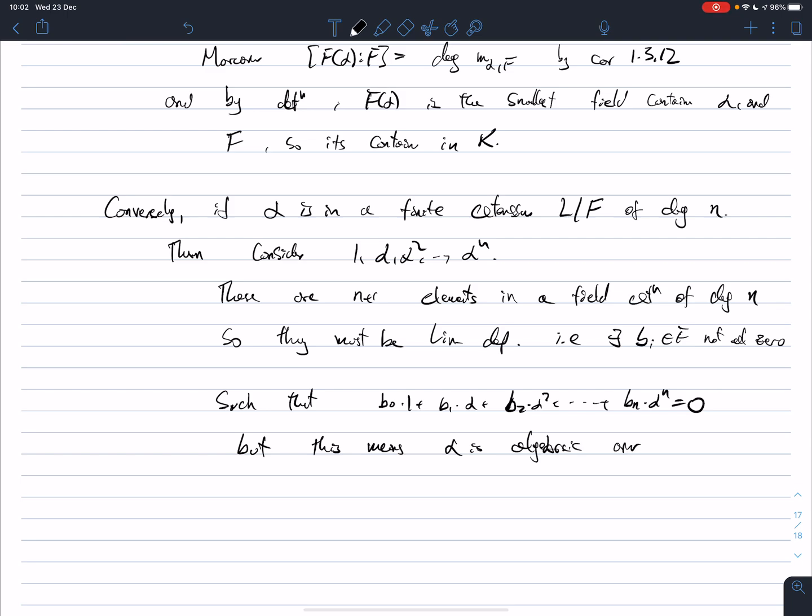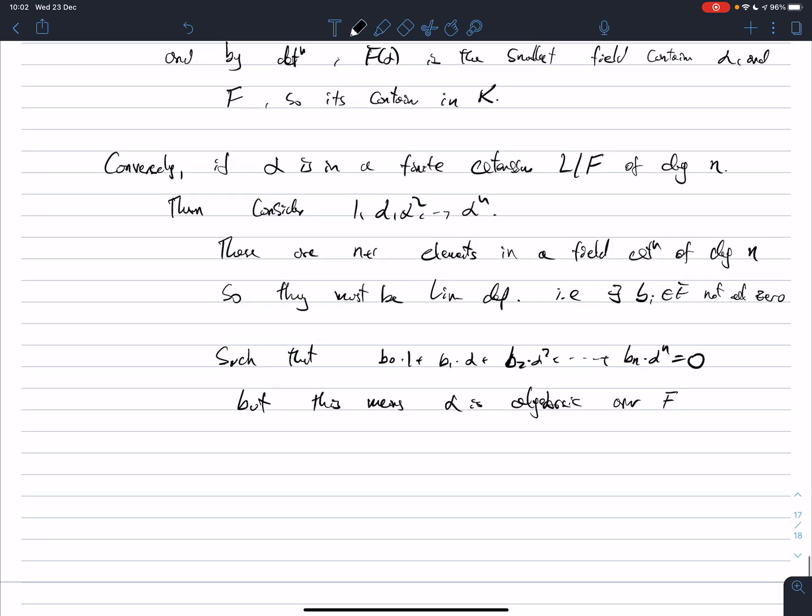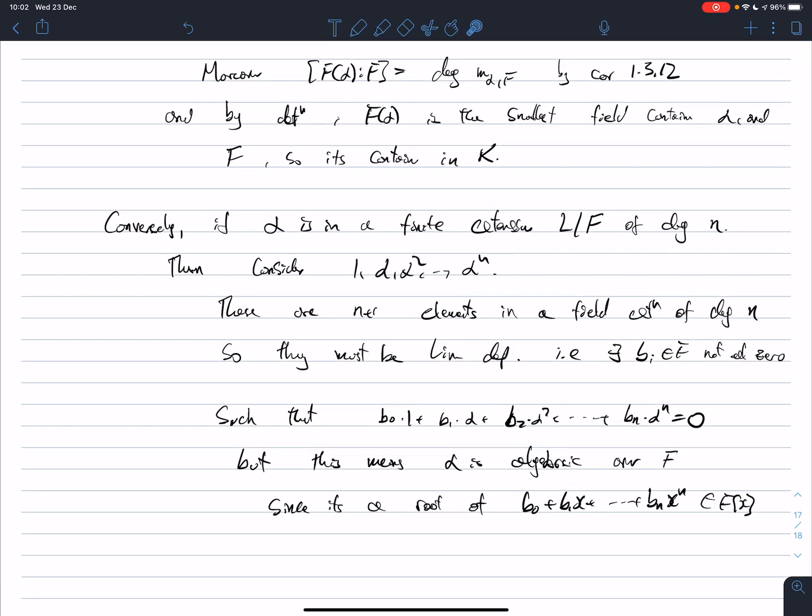Alpha is algebraic over F, since it's a root of b0 plus b1 x plus ... bn x to the n. So this is a polynomial in F[x]. So I've taken an element alpha, which I assume lives in a finite extension. Then by considering these powers, you get a linear dependence. Now just change your alphas for x's, and you have a polynomial of which alpha is a root. Therefore, alpha is algebraic over F.